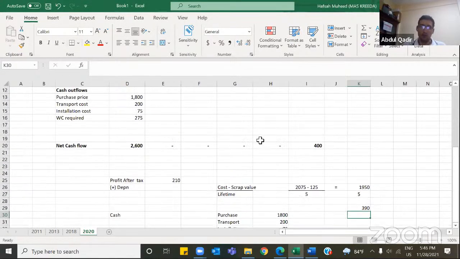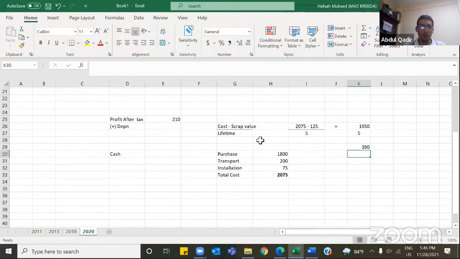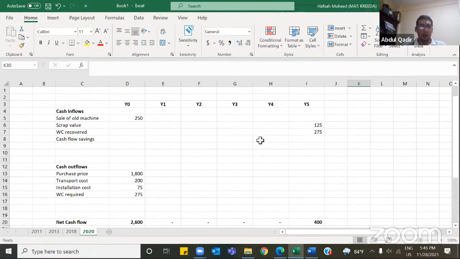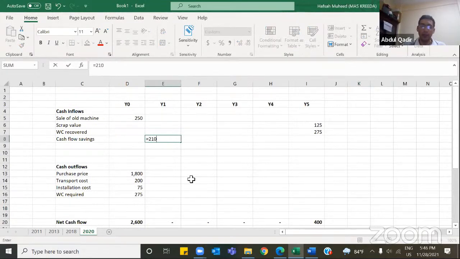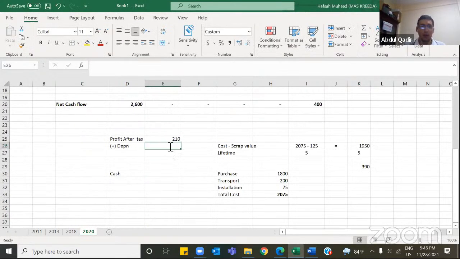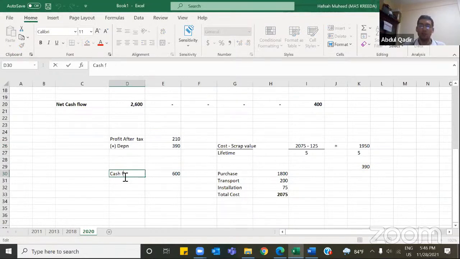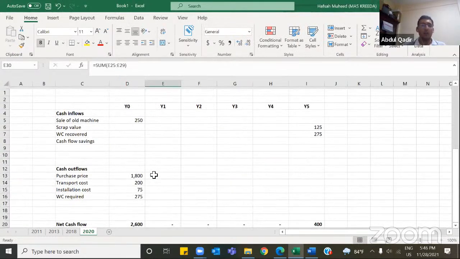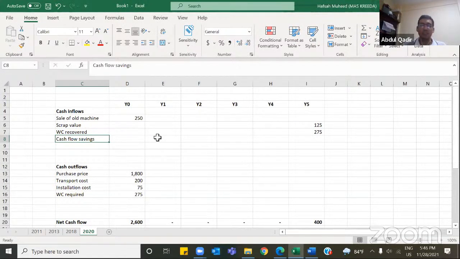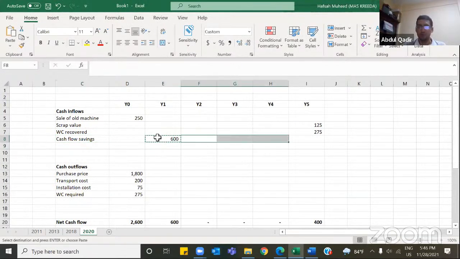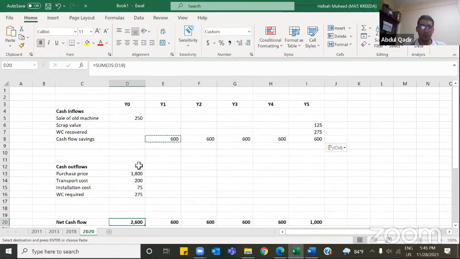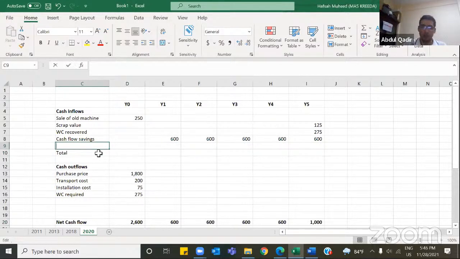Yes, 390 is the depreciation. Some of you have got that. So then you include that. Now your profits are 210, my depreciation is 390, hence my cash flow will be 600. So my cash flow savings are going to be 600 each year. Are we clear on this? So you can even take the totals of both. Actually, you can just take total cash inflow.